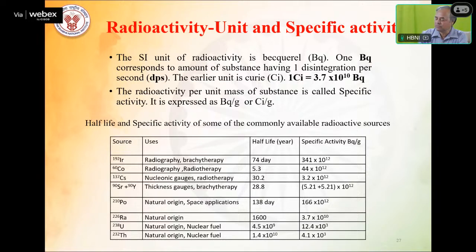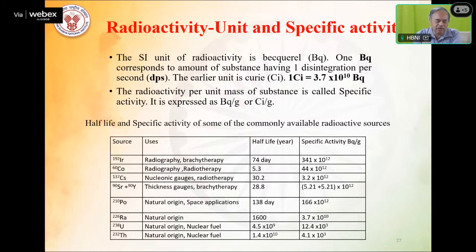This slide has been discussed partly in the previous lecture. I've just brought in this information here again to remind you that 1 curie, as I said, is equal to 3.7 into 10 to the power 10 becquerel, and becquerel is nothing but 1 disintegration per second.